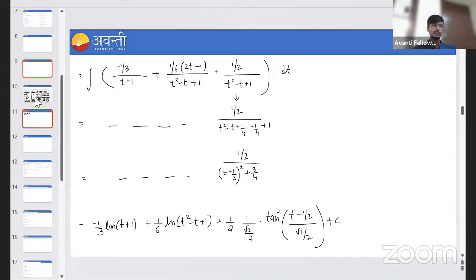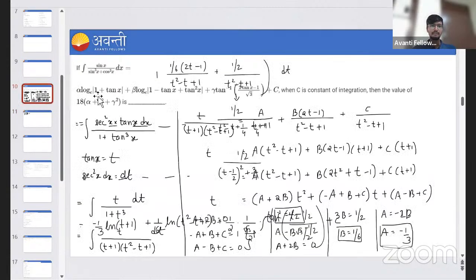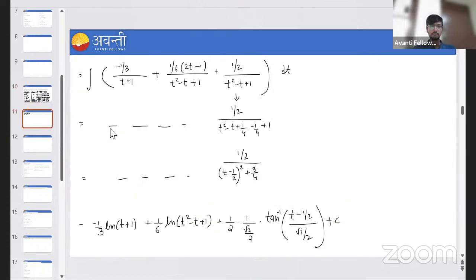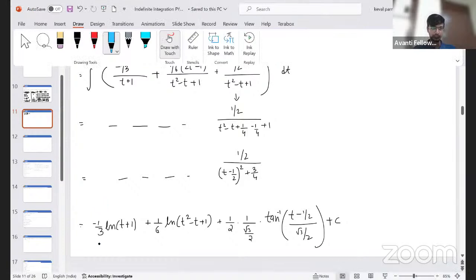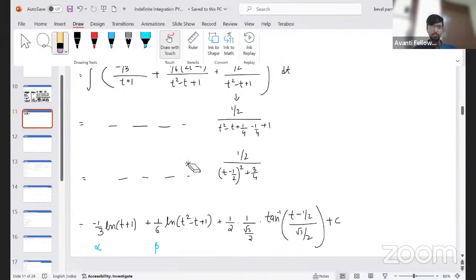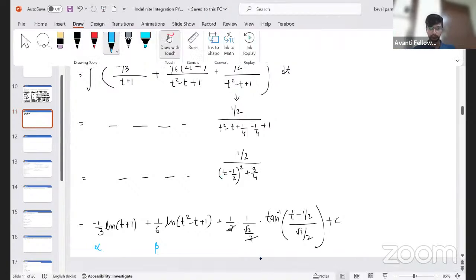Now what was the question? Let us compare alpha, beta and gamma. Correct? So let me change the color. This is alpha, this is beta, and if I cancel this out, 2 and 2 will get cancelled. So this is gamma.